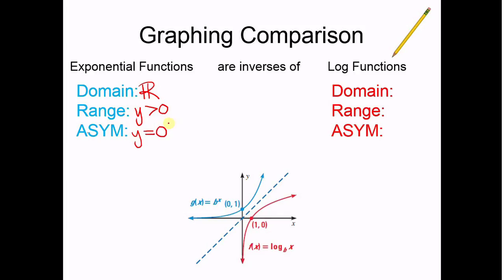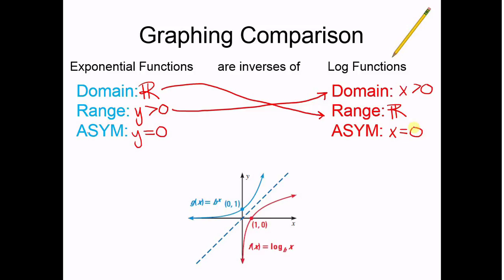Domains and ranges flip. Because remember, x and y flip, right? So our domain that was originally is going to be our range. That's why I have all reals for my log functions. Your range is going to become your domain, so we're going to have x is greater than 0. Since I have an inverse, my y needs to become my x, so my asymptote is going to be x equals 0. It kind of makes sense how these two are inverses. They play off of one another.